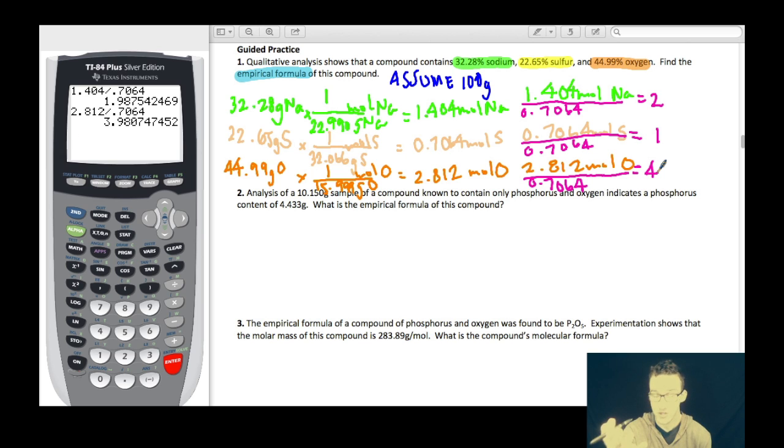So we've determined our number of moles, and we've compared them to give us our molar ratio. So how does sodium compare to sulfur compare to oxygen? The ratio is 2 moles to 1 mole to 4 moles. Therefore, our empirical formula, our smallest whole number ratio, is going to be Na2SO4, conveniently sodium sulfate. And again, I'm just going to box this in as my final answer for the empirical formula of this compound.